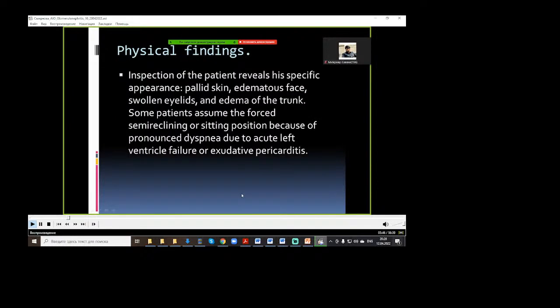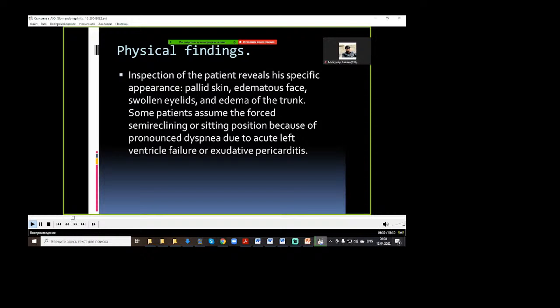Physical findings. Inspection of the patient reveals his specific appearance. Pay attention to this description. Pallid skin, edematous face, swollen eyelids, and edema of the trunk. So pallid skin, edematous face, and swollen eyelids, these symptoms are combined in so-called facies nephritica. Remember this symptom. You will get such a question on the exam.